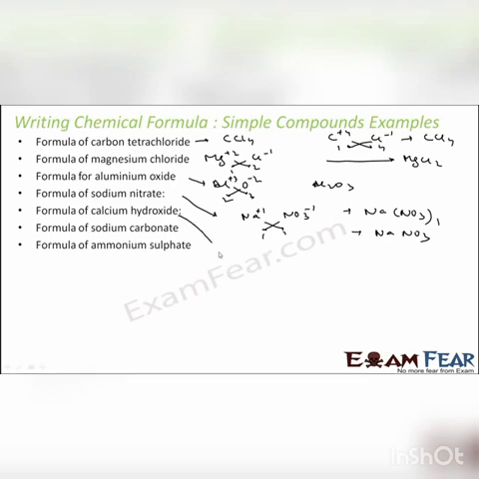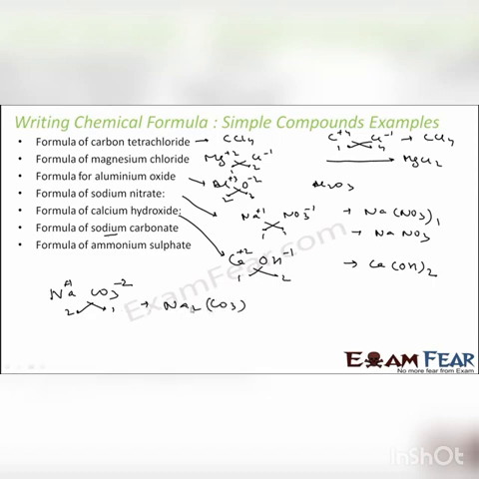Calcium hydroxide, calcium, OH minus 1, plus 2. This becomes 1, this becomes 2. This is calcium. OH is a polyatomic ion, Ca(OH)2. Similarly, sodium carbonate. Sodium carbonate, Na with the plus charge, CO3 is a minus 2 charge. This becomes 1, this becomes 2, this becomes Na2(CO3) in the braces. Since it is 1 here, you can remove the braces.